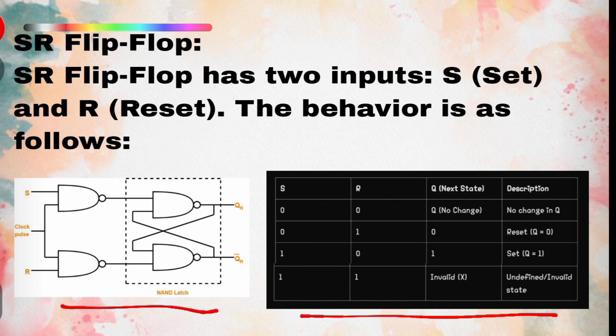It has two inputs, S set and R reset. The behavior is as follows. I have mentioned below the truth table and the circuit diagram for the SR flip-flop. Here let's take the example as 1 0. For S I am giving 1 and R I am giving 0. And the clock should be 1. We usually prefer 1 as the clock.